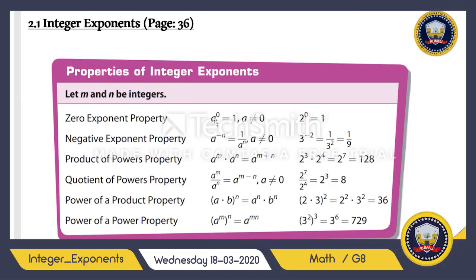Any number a raised to the power of 0 is always equal to 1, for a not equal to 0. An example of this is 2 to the power of 0, that is equal to 1.